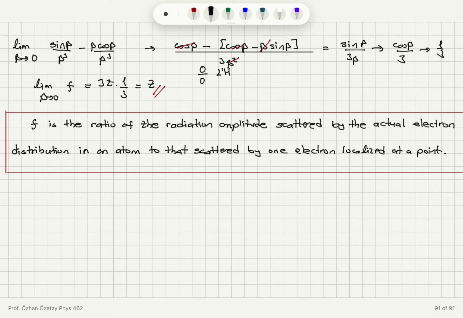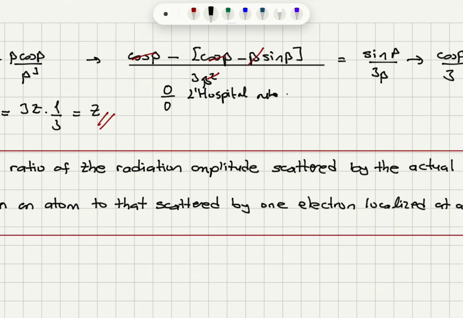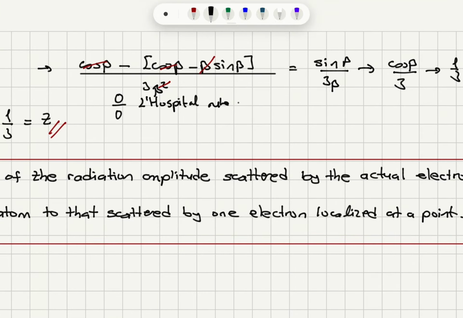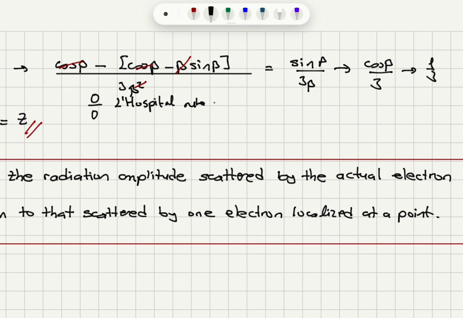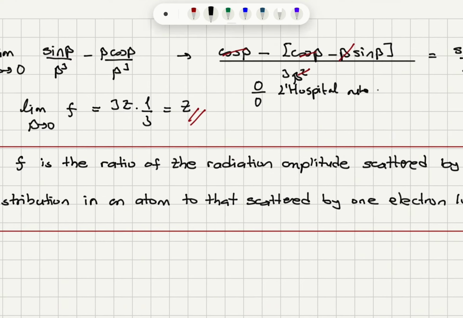We're using L'Hopital's rule in order to find this limit. So cosine betas will cancel, and one of the betas will disappear, and we will have sine beta over 3 beta. And once again, if we use L'Hopital's rule, this is also 0 over 0. It becomes cosine beta over 3, and since cosine 0 is 1, it's 1 over 3.